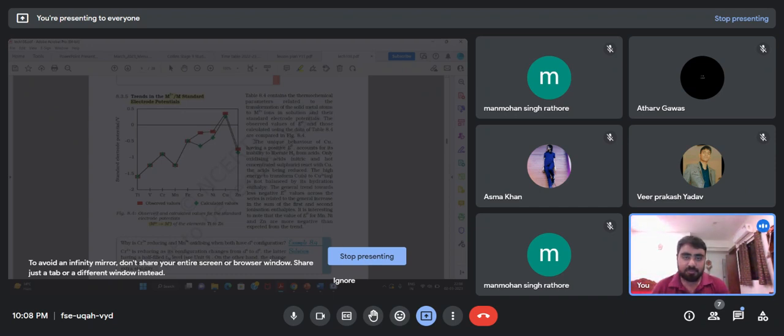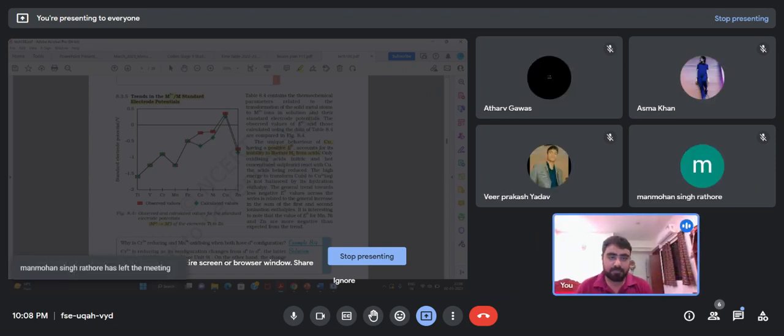And you need to mark an exception over here. Copper is an exception which has positive electrode potential. Mark this thing. Inability to liberate H2 from acids, which is important. Mark this as important. The general trend towards less negative electrode values across the series is related to the general increase in the sum of the first and the second ionization enthalpy.